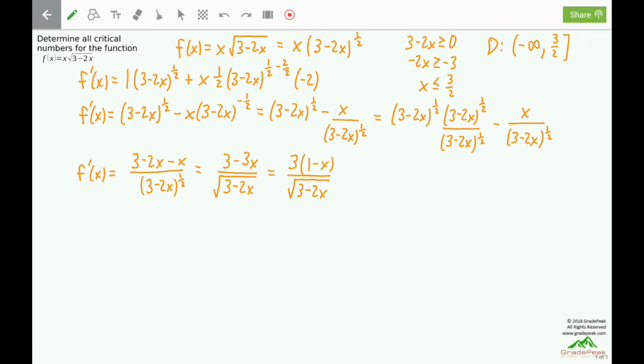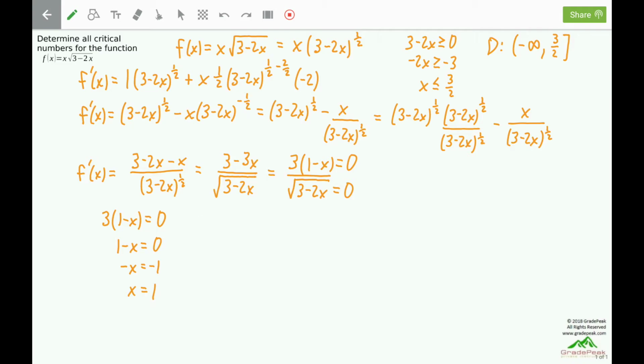Now that we've put the derivative into a single fraction, we can set the numerator equal to 0, and we can set the denominator equal to 0, and solve for all x's. Starting with the numerator, 3 times 1 minus x equals 0. We can divide both sides by 3, so 1 minus x equals 0. Subtract 1 from both sides, so negative x equals negative 1. And multiply both sides by a negative 1, so x equals a positive 1.